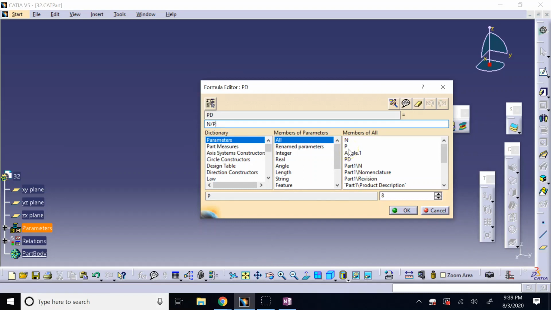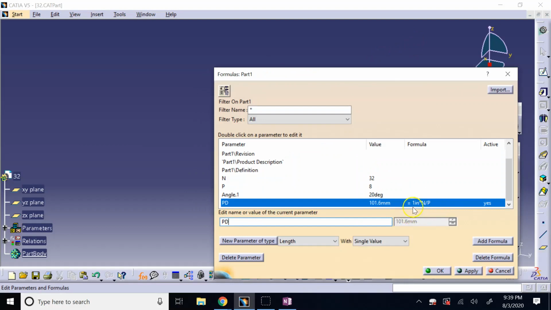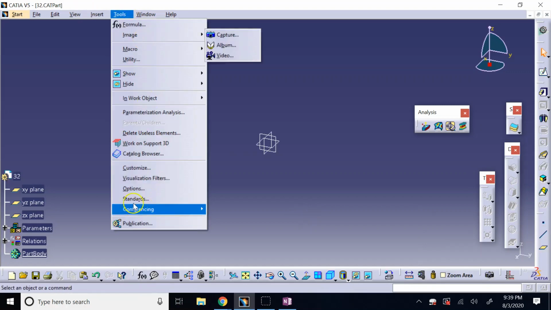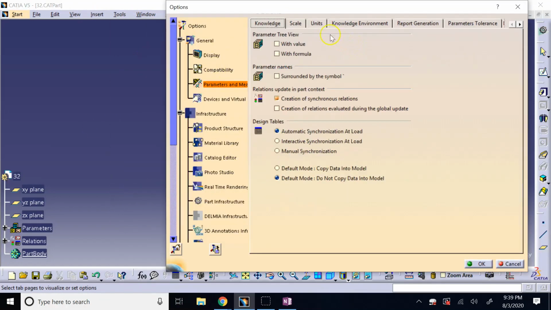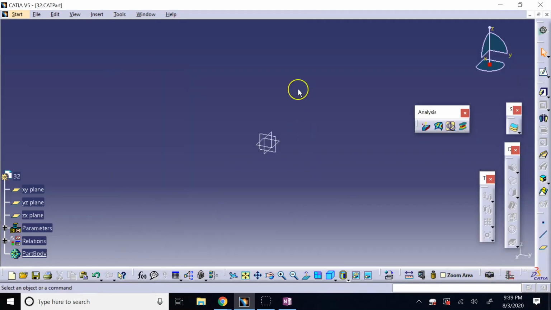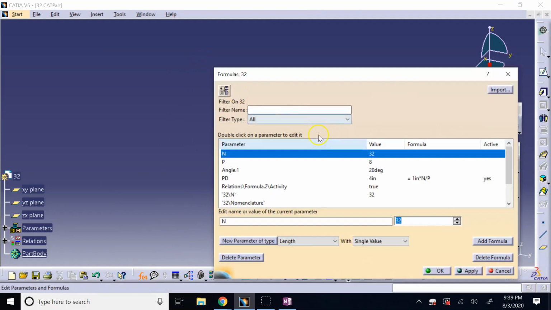Okay, but now you know this n divided by p is just an integer number divided by a real number. It's not going to be of type length. So if I multiply 1 inch times that, it should convert it into inches for me. Now here my default unit is mil, but this is actually 4 inches. So before I go any further, I go to my options and make sure my units are in inches, because here they are in mil. That's why it is converting it back to mil. So I go back here, and now you see it's 4 inches.